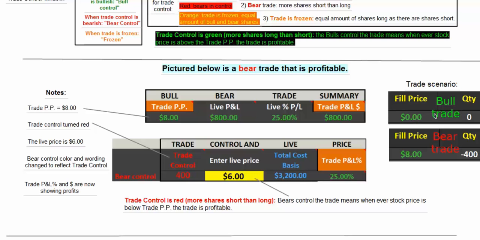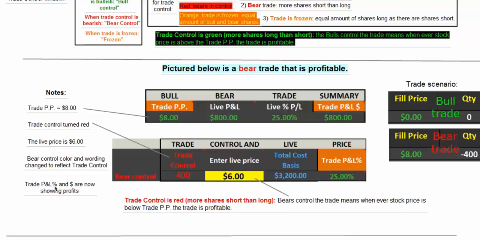We have 0 shares for the bull trade and we're shorting 400. The negative denotes 400 shares short, and a fill price of $8, which shows it here. We have a trade profit point that goes to $8. This is assuming a price of $6, and our trade control turned red. The live price is $6 once again, and the bear control color and wording changed to reflect the trade control, which is right here is red, so it's now a bear control.